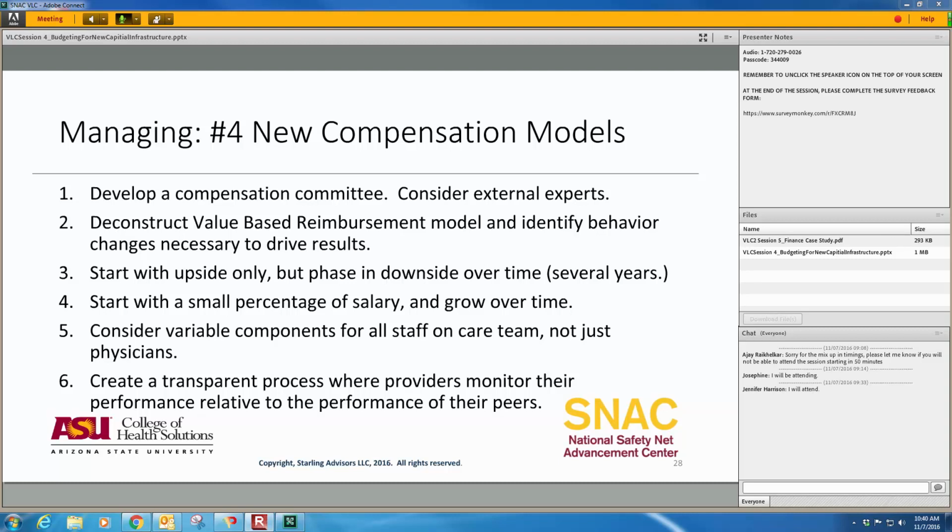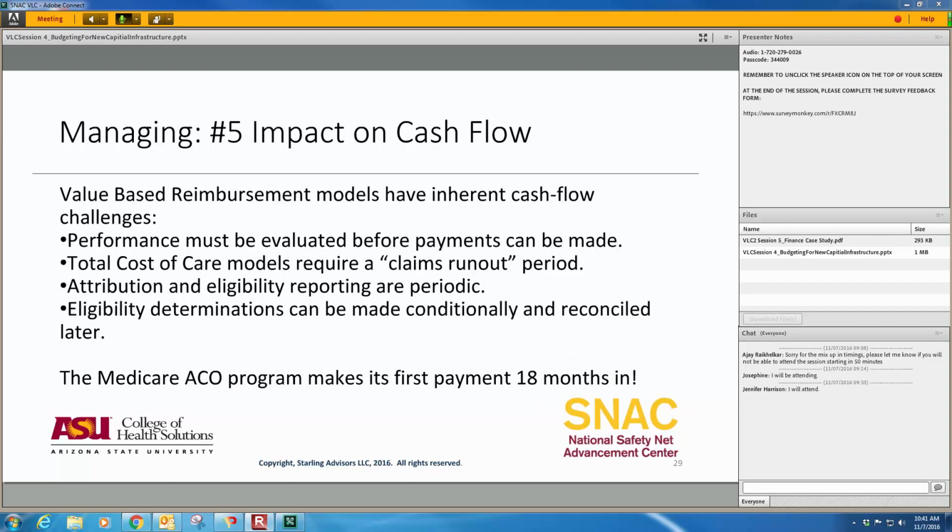And then probably the most important is having a clear and transparent process where providers can monitor their own performance relative to their goals and the performance of their peers. The ability to implement these programs very heavily depends on our ability to provide transparency into how they're working.